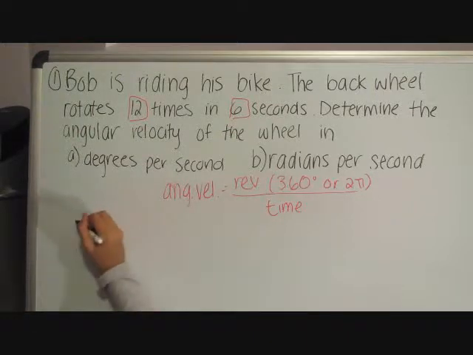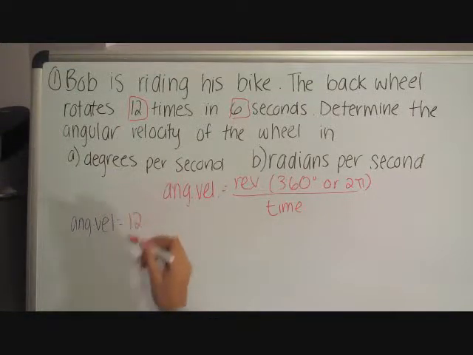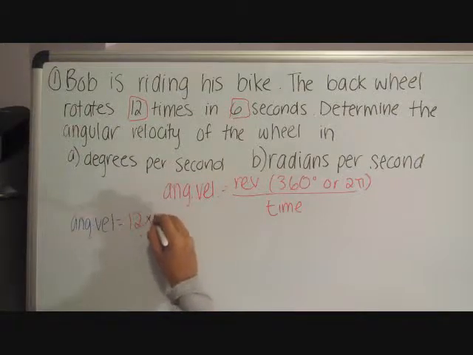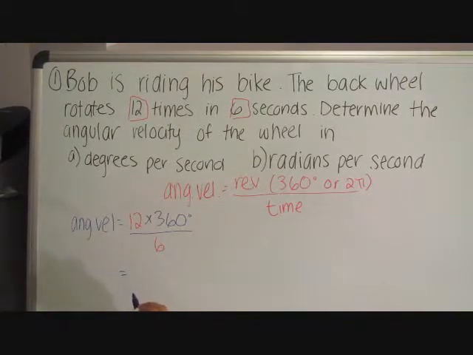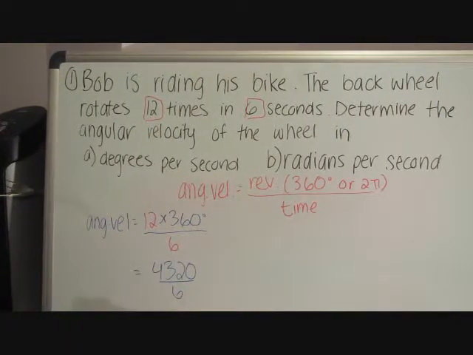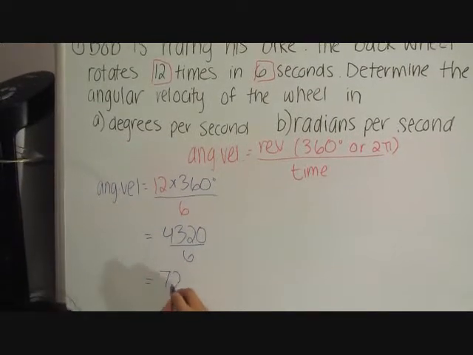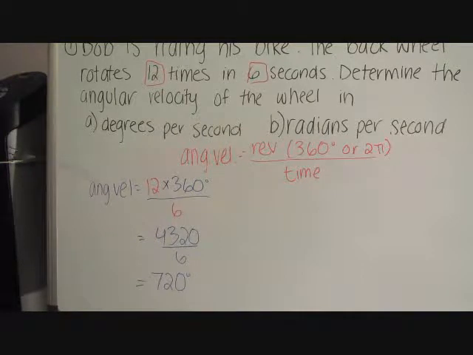So for degrees per second, you write angular velocity equals the revolutions, which is 12, multiplied by 360 since you're finding it in degrees, and all over the time, which is 6. Then you just solve. 12 times 360 is 4,320, all over 6, which is 720 degrees. So therefore it's 720 degrees per second.